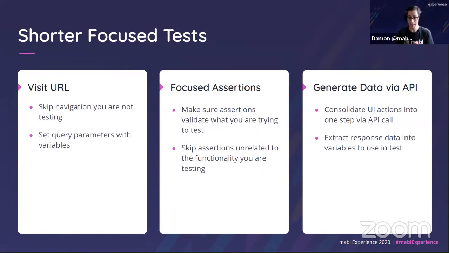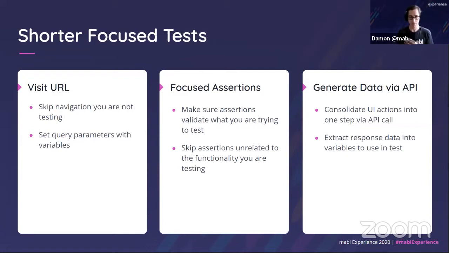The first one is a visit URL step. Anytime that you make a brand new test in Mabel, you'll automatically see a visit URL step at the beginning of your test. Once you go past maybe, let's say, your login, one thing that you can do is actually add another visit URL step.